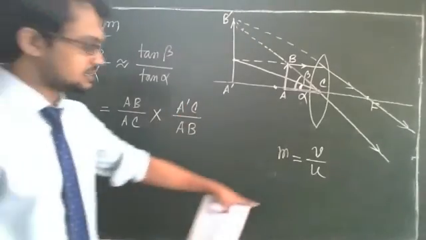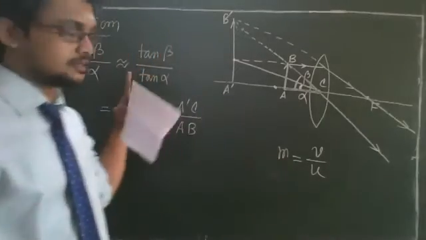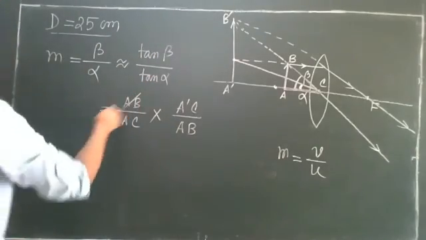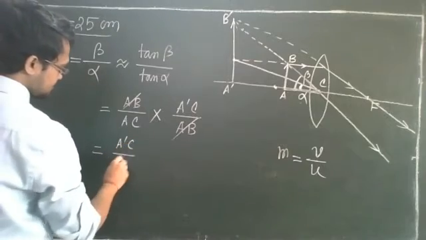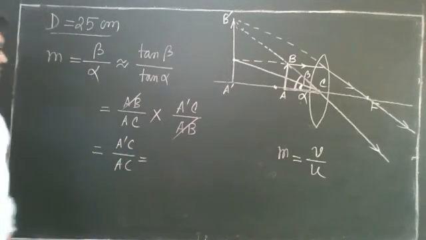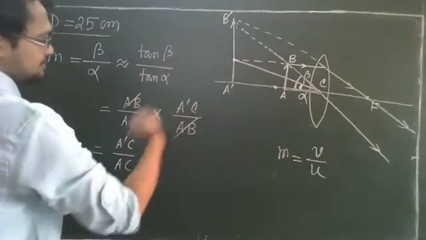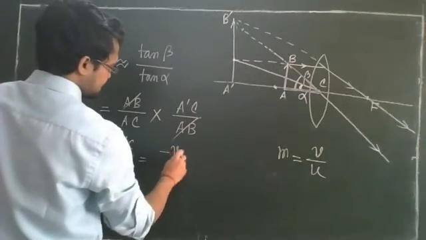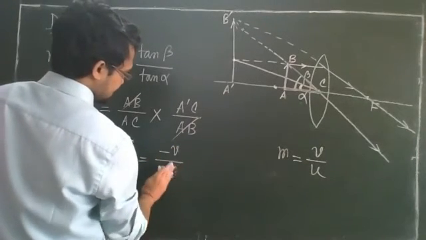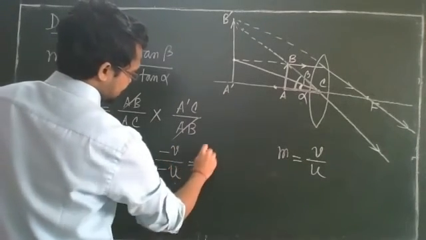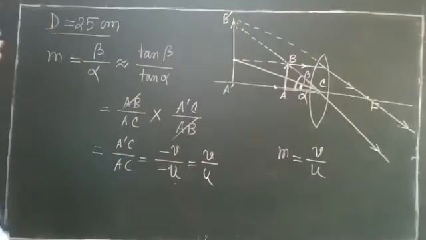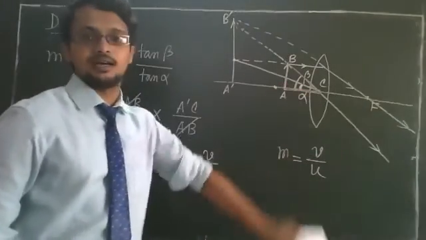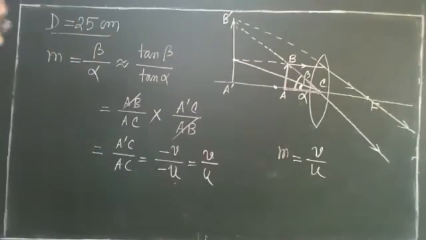Okay, basically you will reach this formula, but you will show this. AB cancel out, so A prime C by AC. Now A prime C is on the left side, that is the image distance, so minus V, and the object is also on the left side, so minus U. Minus cancels out, B by B. Basically we are reaching the magnification formula, but we will show it this way, and we will mention alpha, beta, all these things.